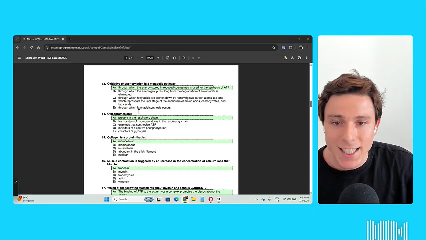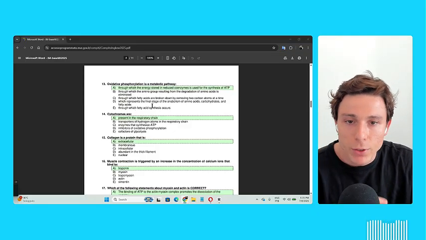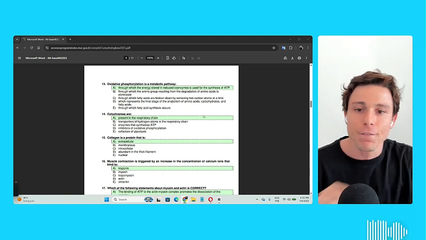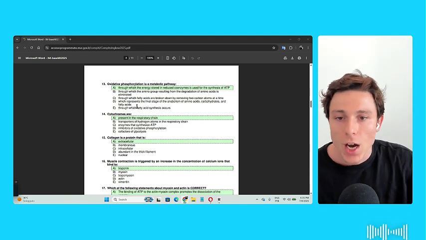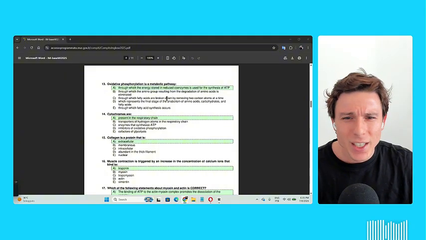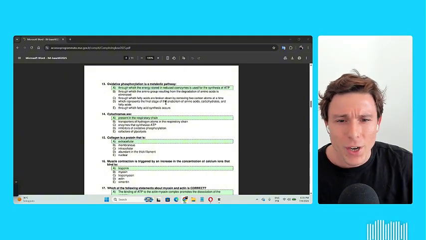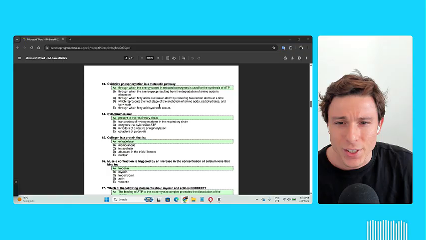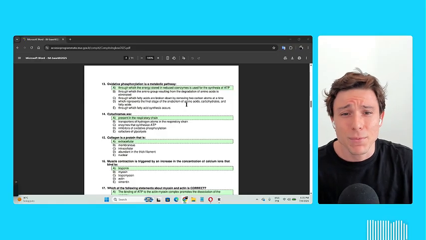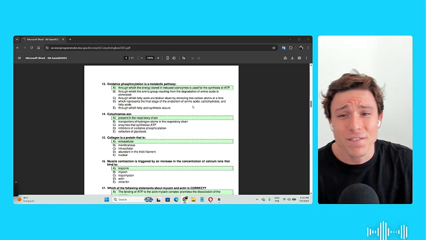Finally, we have letter D here saying that it represents the final stage of the anabolism of amino acids, carbohydrates, and fatty acids. So it's one of those questions that wants to seem a little bit smart using hard words, but you can tell that there's something off. It's almost like a fruit salad here. It's talking about oxidative phosphorylation. It's going to be responsible for the final stage of anabolism of amino acids, carbohydrates, fatty acids.